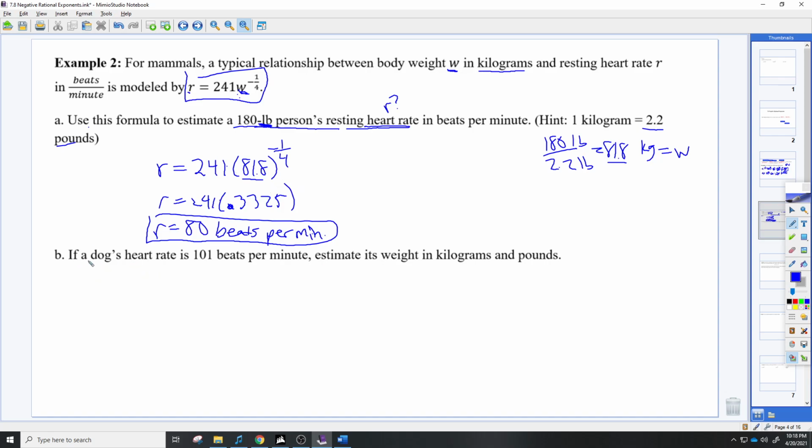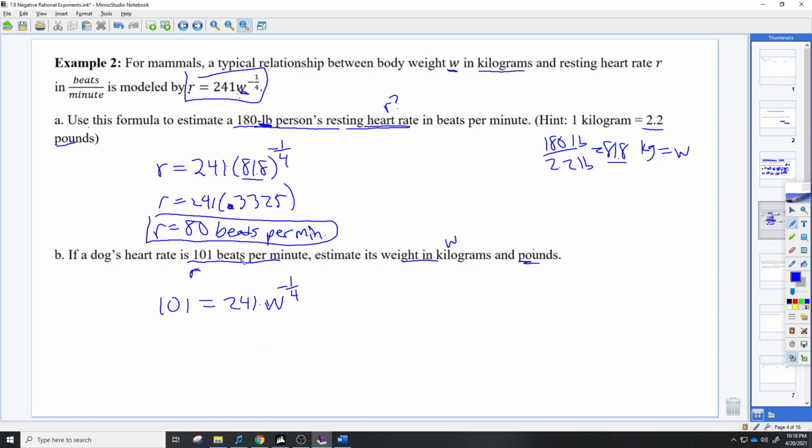Okay, let's go down to a dog. If a dog's heart rate is 101 beats per minute, so now they're giving us the R value, 101, estimate its weight in kilograms, and we're also going to do pounds. Our answer will actually give us the W in kilograms, but we'll also change this to pounds. So we're going to use the same formula we had, but now we have R, so it's going to go 101 equals 241 times W, which we don't know, to the negative 1/4 power. So we're going to solve this equation for W.